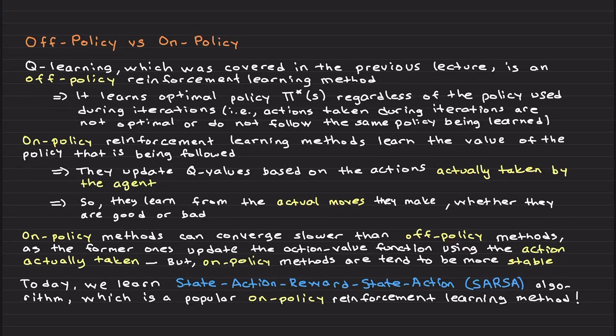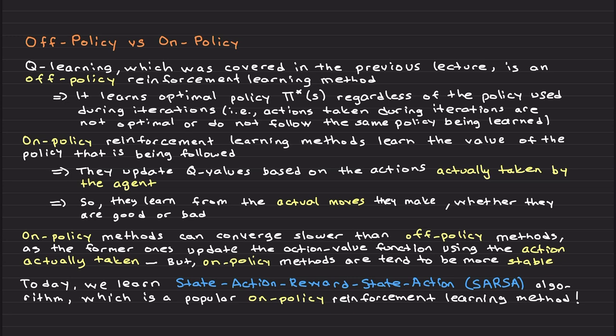Welcome back. Today we are first going to discuss the difference between off-policy and on-policy reinforcement learning methods. So Q-learning, which was covered in the previous lecture, is an off-policy reinforcement learning method. Basically, Q-learning learns the optimal policy pi star regardless of the policy used during iterations, which means that the actions taken during iterations are not necessarily optimal or do not follow the same policy being learned, right?